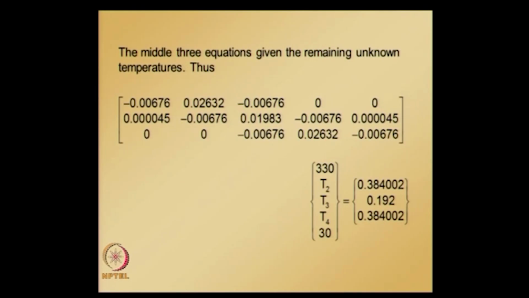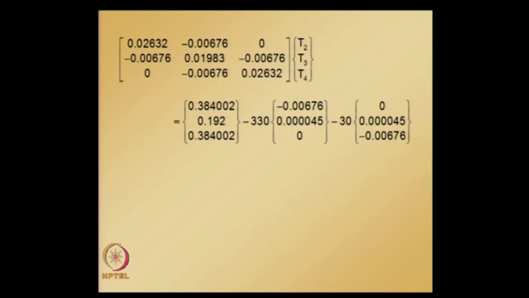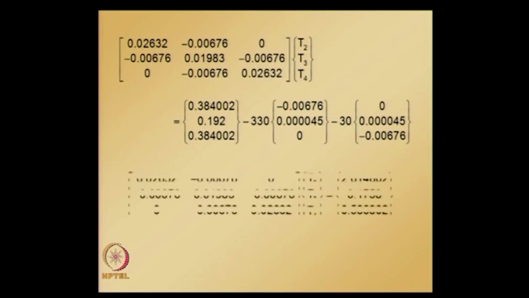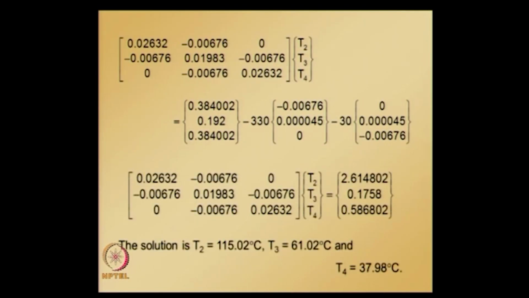To solve for T2, T3, T4, we need to rearrange this. And rearranging this, we can solve for T2, T3 and T4. Solution is given here, and T1 is given, T5 is given. So, now we have temperature at all the nodes. So, now we can go to each element.